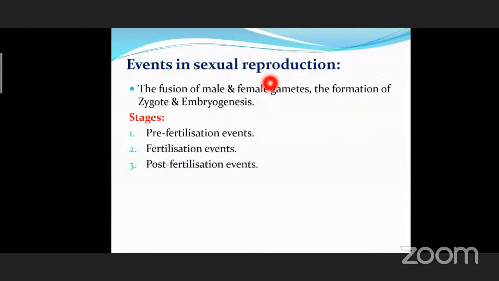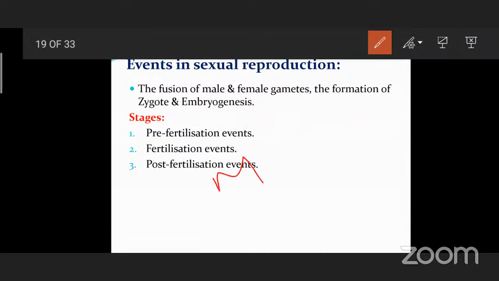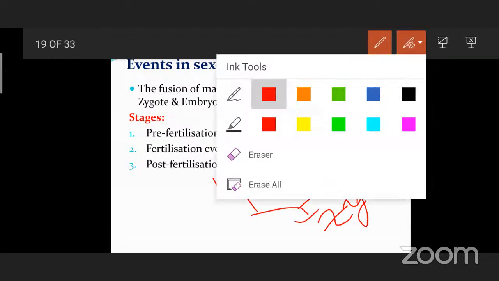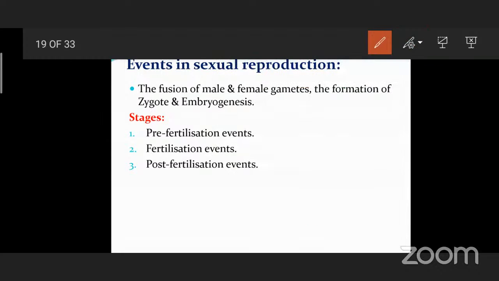Next, events in sexual reproduction. The fusion of male and female gametes, the formation of zygote and embryogenesis. Male gamete and female gamete form the zygote. This zygote develops into an embryo. It is embryogenesis. First stage, pre-fertilization events, that means before fertilization. Next, fertilization events. And third, post-fertilization events, that means after the fertilization process.